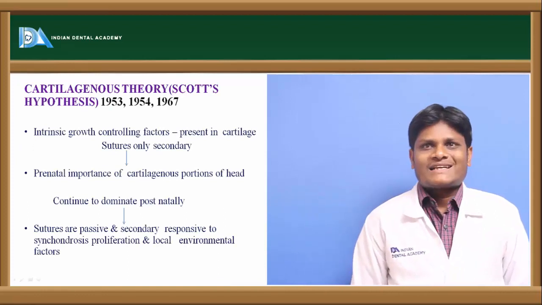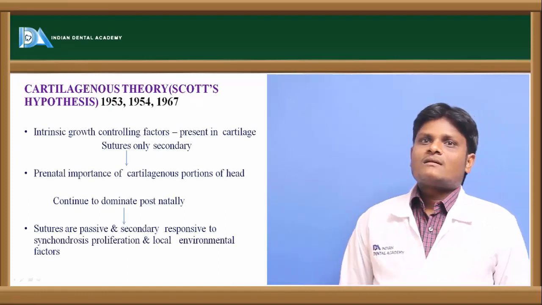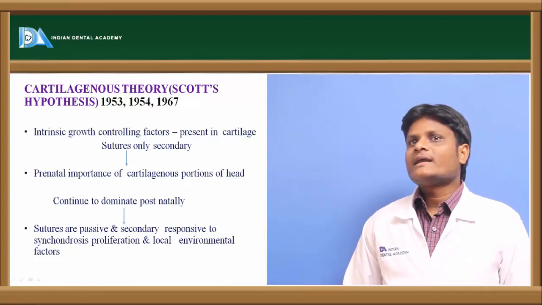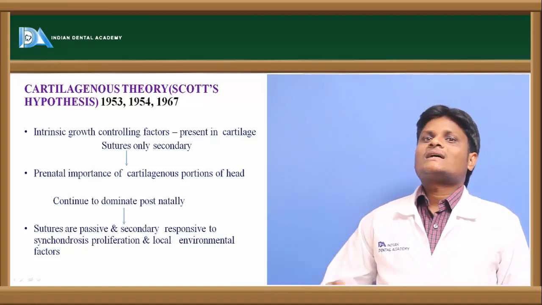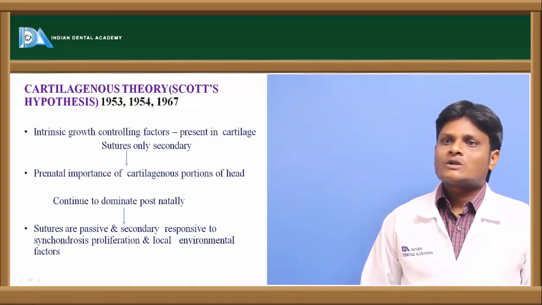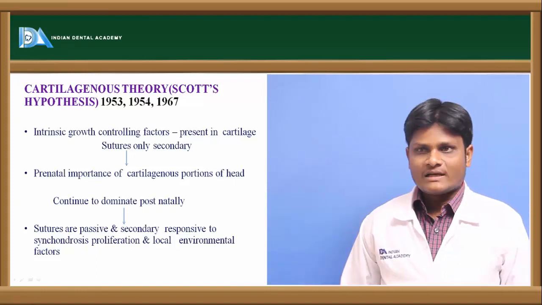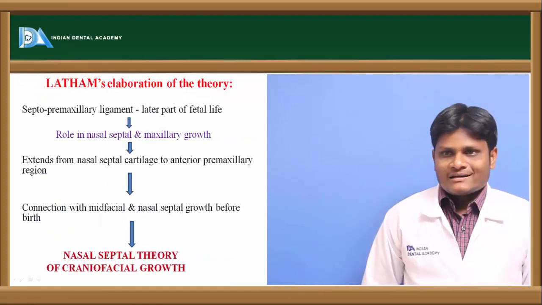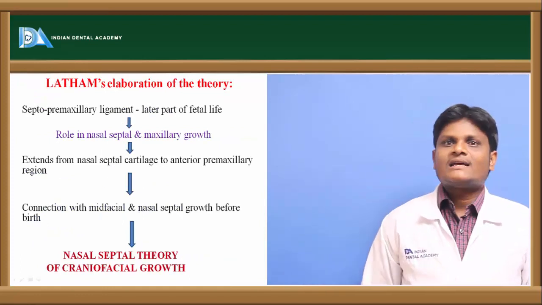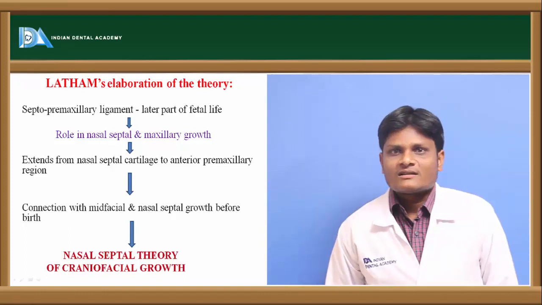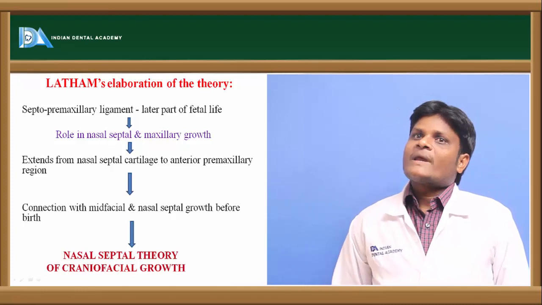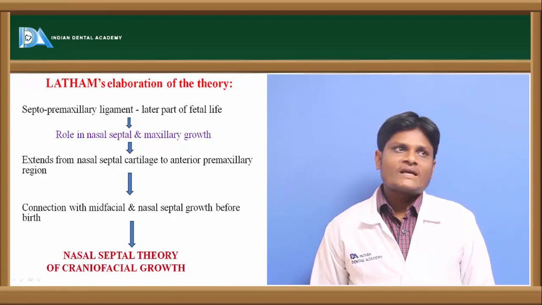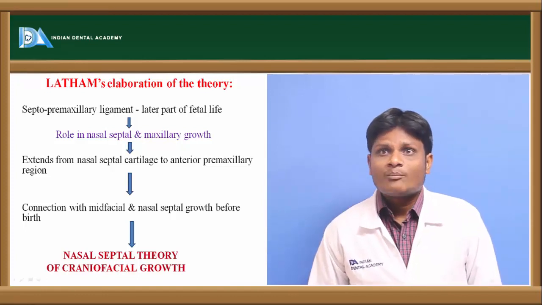One more theory that explains the growth and development of an individual is the cartilaginous theory. This theory says that cartilages have innate growth potential. Growth at the cartilages is responsible for growth of the entire craniofacial skeleton. The cartilage at the base of the skull and the cartilage in the nasomaxillary region, that is the nasal septal cartilage, are the main cartilages that determine the growth of the nasomaxillary complex and the cranial base. These are the primary cartilages.